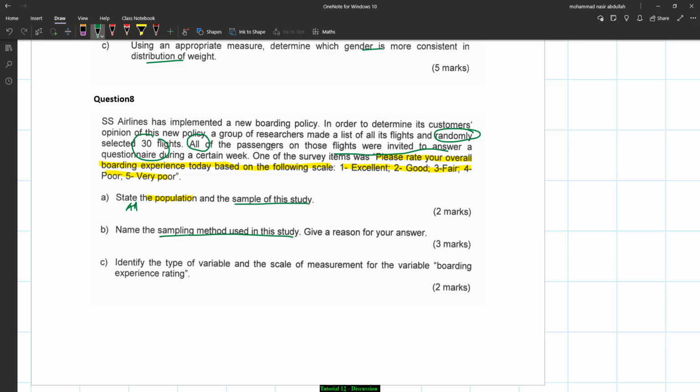So identify the type of variable and scale of measurement. The type of variable will be qualitative and the scale of measurement will be ordinal scale, right? Very simple. So easy to get 7 marks. Right, senang saja nak dapat 7 markah.